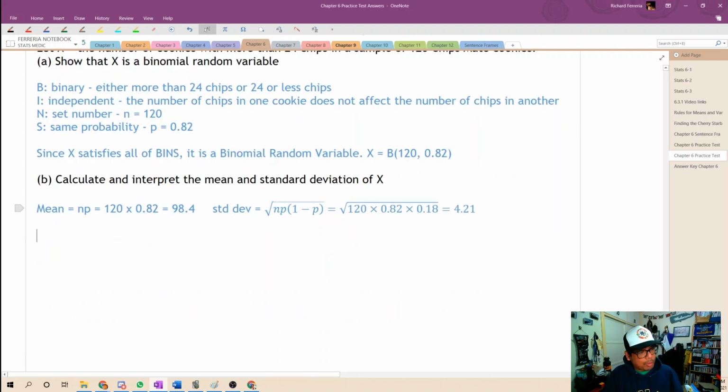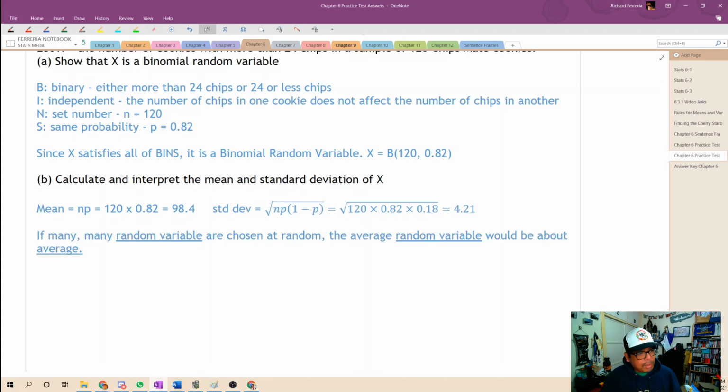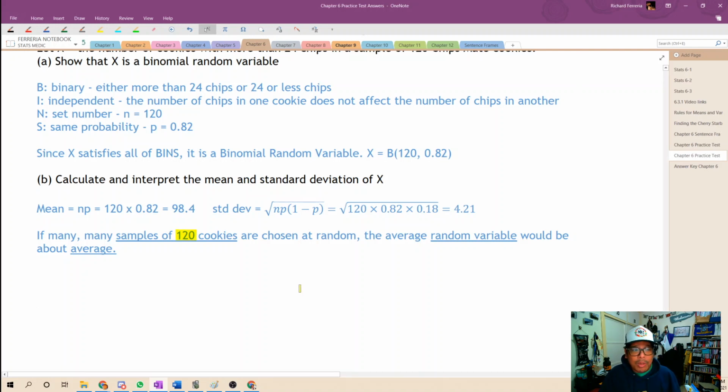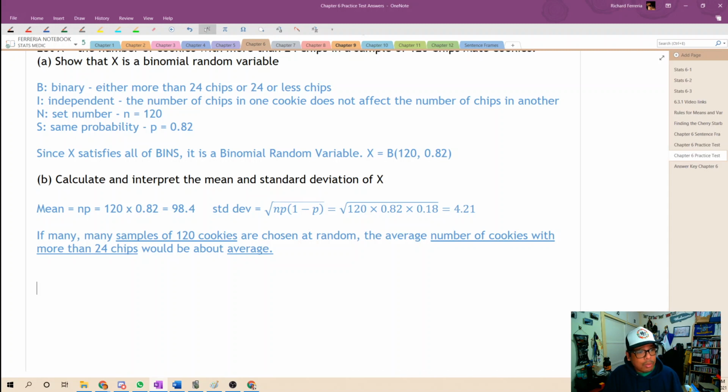We're going to go about interpreting with our sentence frames again. And here's our sentence frame for the mean. So if many samples of 120 cookies are chosen at random. Now remember, since this is a binomial random variable, you have to put that 120 into your interpretation. So if many samples of 120 cookies are chosen at random, the average, and we're looking at the number of cookies with more than 24 chips, would be about 98.4.